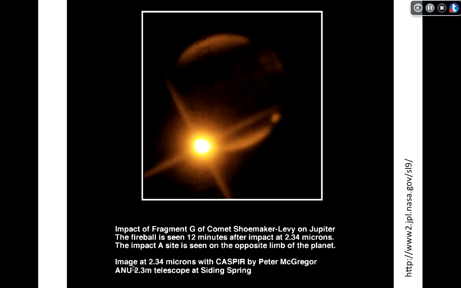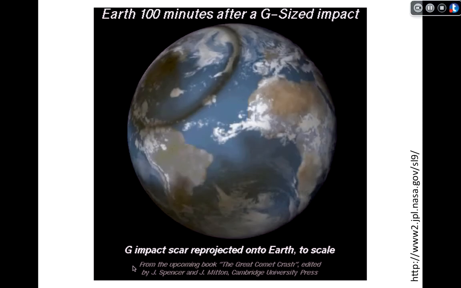If you look closely in the top right, you can just see the faint outline of some residual brightness from the impact of the first fragment, fragment A, as well. All right, so that's fragments of a comet hitting Jupiter. What would this look like on Earth? This would be approximately what the Earth would look like about 100 minutes after the impact of a 2-kilometer-sized body, like fragment G.